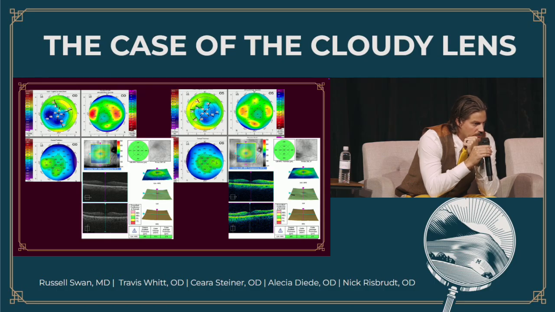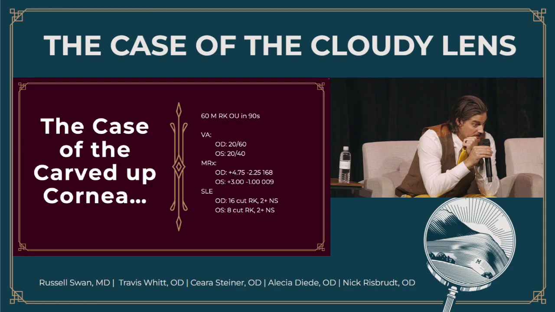And go back one more slide, please. The visual acuity was there. That's best corrected. Yeah, best corrected was 20/60, 20/40 with the 2NS.